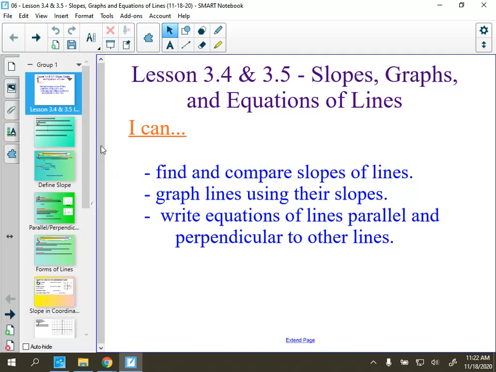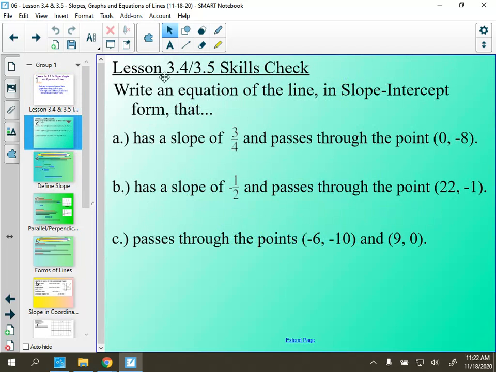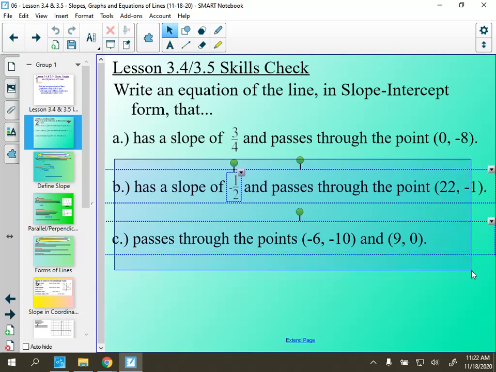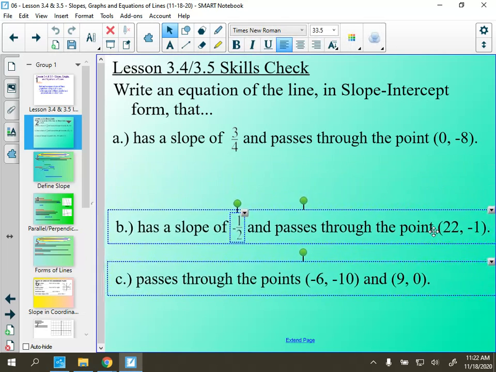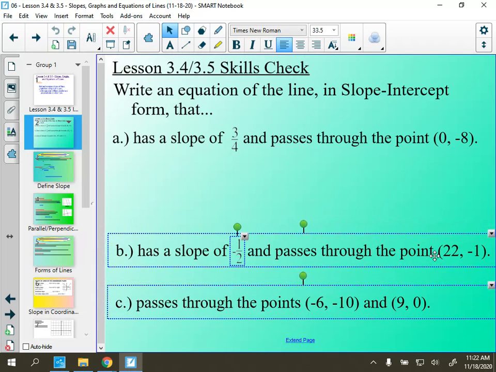We'll actually start with a 3.4, 3.5 prerequisite skills check. These are skills that you learned in algebra class that we need to be able to do to have some success in the current lesson. There's nothing here geometric. I really just want to make sure that we're able to do some of the skills. The setup for each one is the same. Write an equation of the line in slope-intercept form, okay?